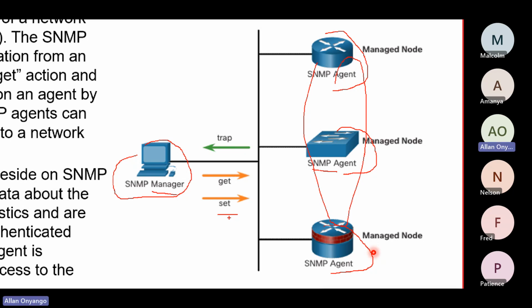Then if the manager needs to request information, maybe the manager needs to view the routing table or check the interfaces' IP address configuration, the manager will send a get message to the client devices. And then if the agents receive a get message, which means they need to provide some information to the manager, the agents will send a trap message to provide the information requested by the manager.